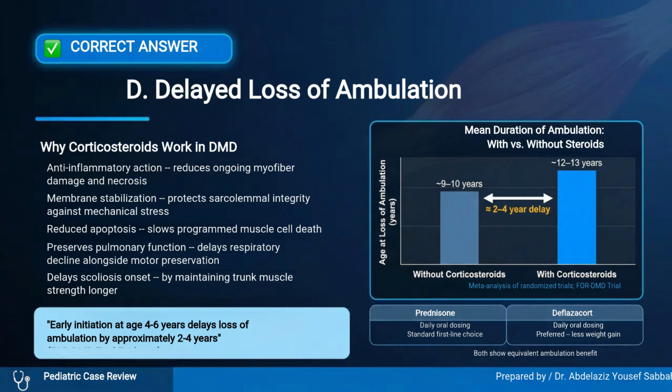Without corticosteroids, children typically lose ambulation at age 9 to 10 years. With corticosteroids, this is extended to approximately 12 to 13 years. Prednisone is the standard first-line choice with daily oral dosing. Deflazacort is preferred in some settings due to less weight gain, with both showing equivalent ambulation benefit.